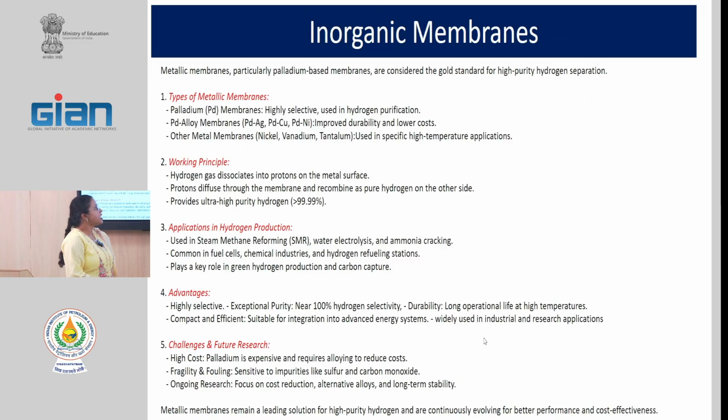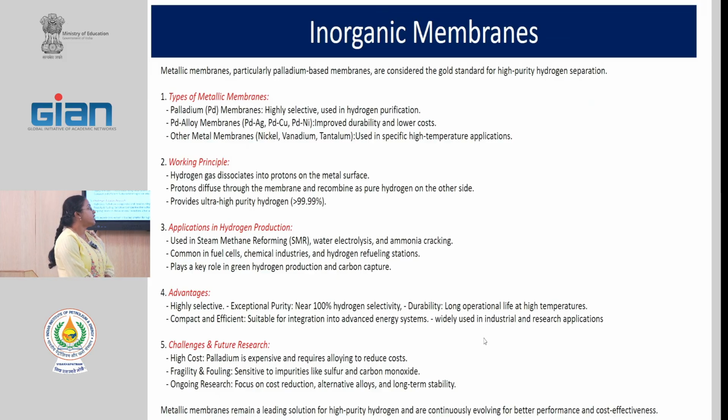Now, the inorganic type of membranes, they are made of palladium alloy or other metal membranes like nickel, vanadium, etc. They are very highly stable, and high temperature operation can be done with this inorganic membrane. Here mainly hydrogen gas dissociates, protons diffuse, and this gives you a very high purity. So you can use it for SMR, steam methane reforming, water electrolysis, ammonia cracking, etc. It is very common in fuel cells, especially the high temperature fuel cells like MCFC and also SOFC, etc.